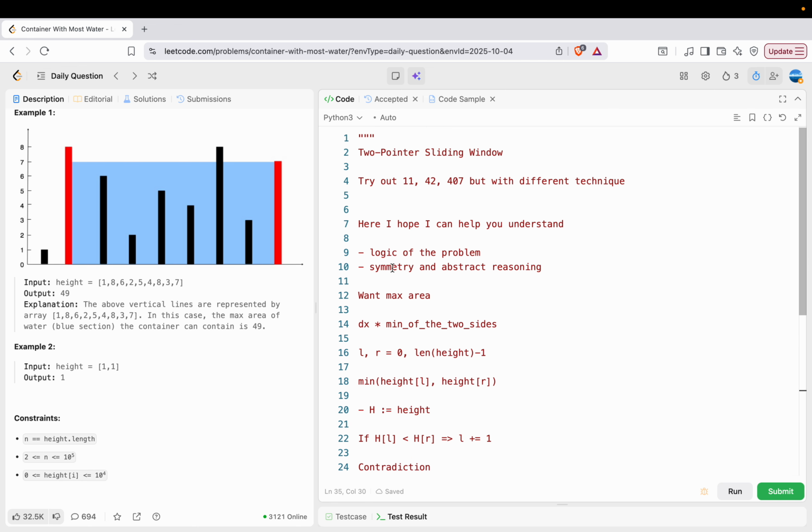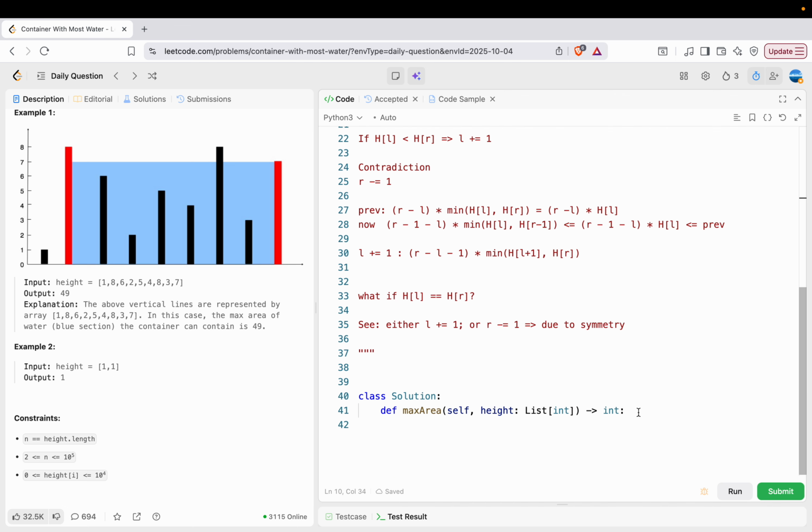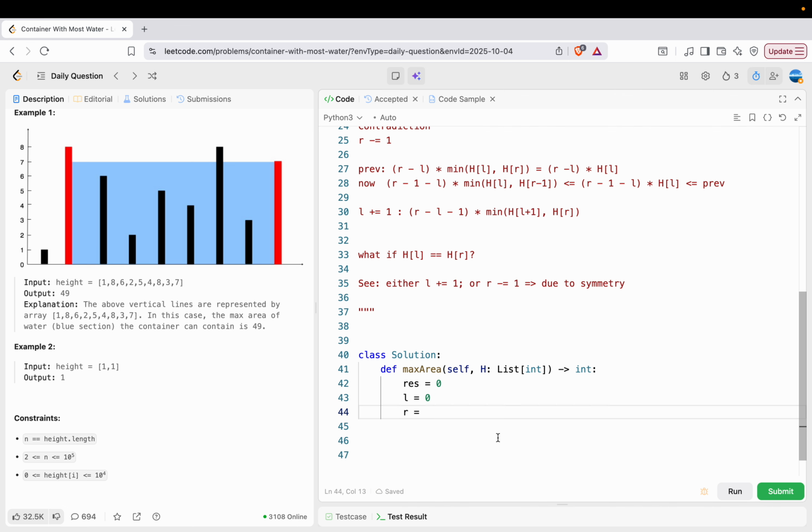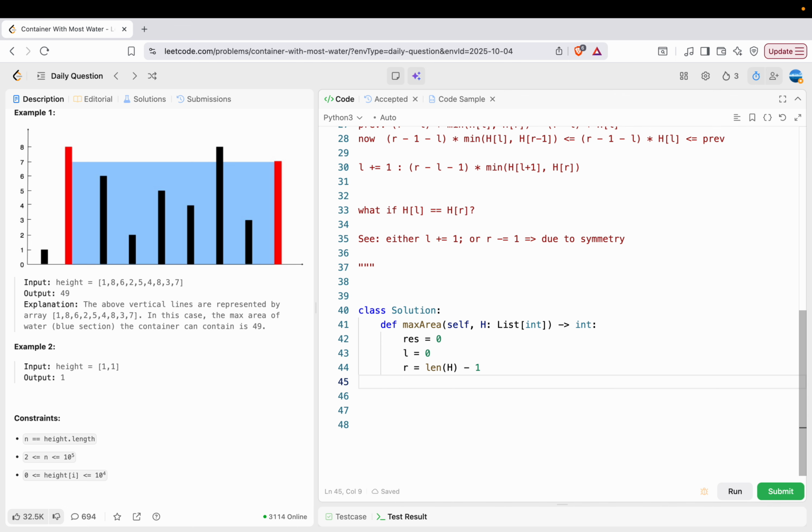Up to now, I hope that I at least pointed out two things. One is the logic of the problem, and the other is the symmetry and a certain level of abstract reasoning. So with that said, we can work on the code. As I mentioned before, let me use capital H just to save some typing. I want to initialize a result variable and then the two pointers. L is pointing at the beginning and R pointing at the end, so let me point it to the length of the height minus 1.